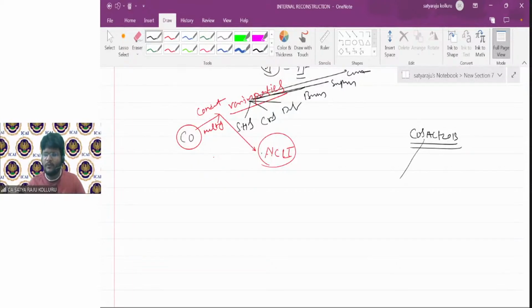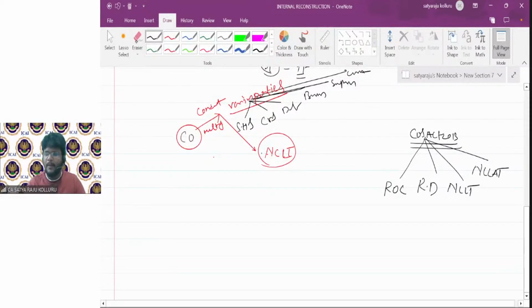Throughout the Companies Act 2013, you may hear the words ROC, Registrar of Companies, Regional Directors, RD, NCLT, National Company Law Tribunal, and NCLAT, National Company Law Appellate Tribunal. If it is a listed company, then SEBI. All these are regulators of the Companies Act 2013.